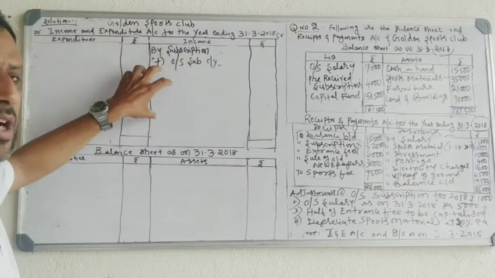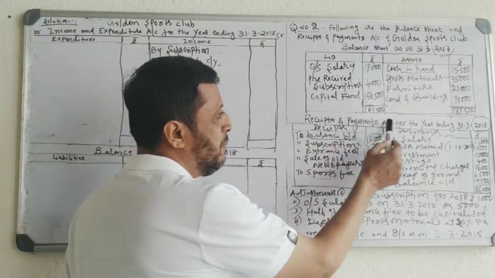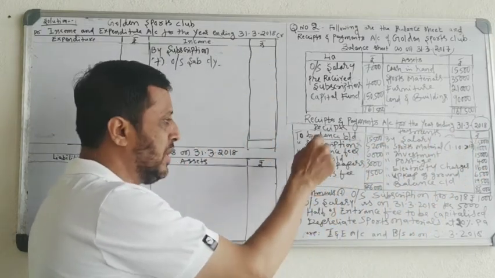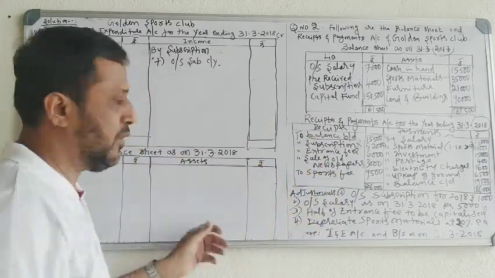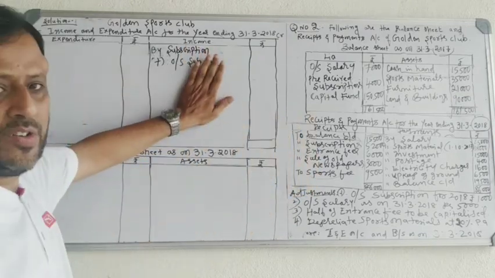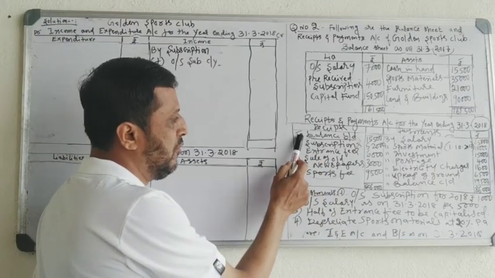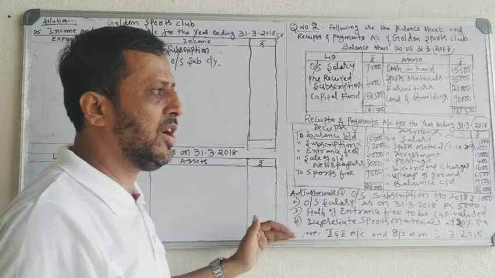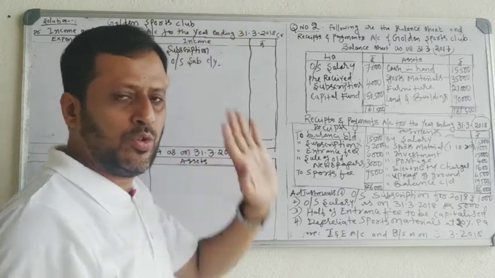So to start income and expenditure account, you have to see the receipts. Receipts and payments account for the year ending 31/3/18, you have to see the receipts. From these receipts, you have to take revenue receipts only. Revenue receipts, this is on the debit side, you have to record on the credit side. First you have balance brought down. Balance brought down means this is the closing cash and bank balance of 2017. So you should not take it.